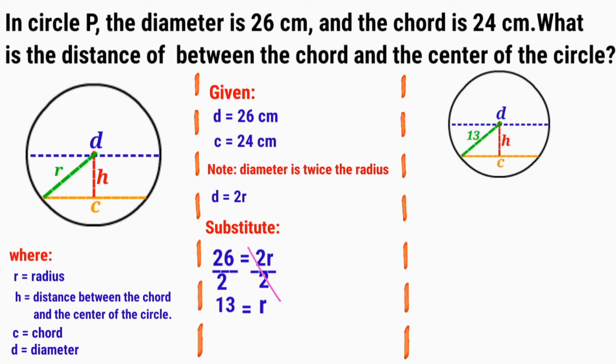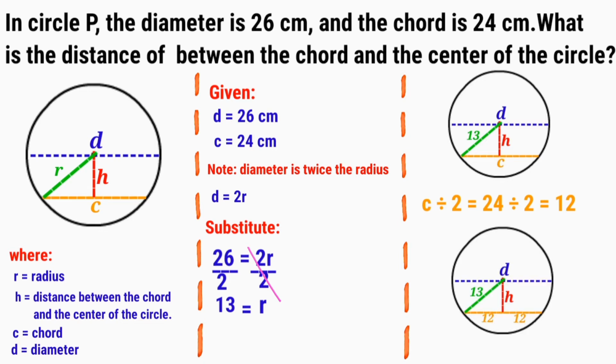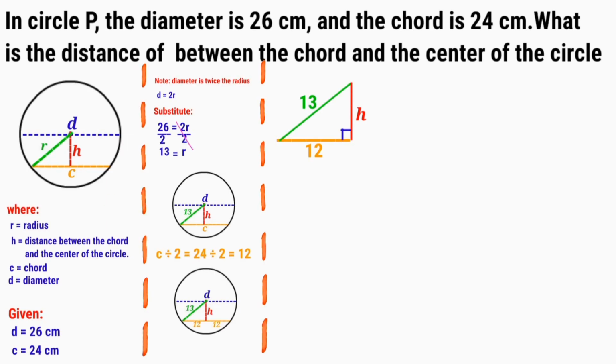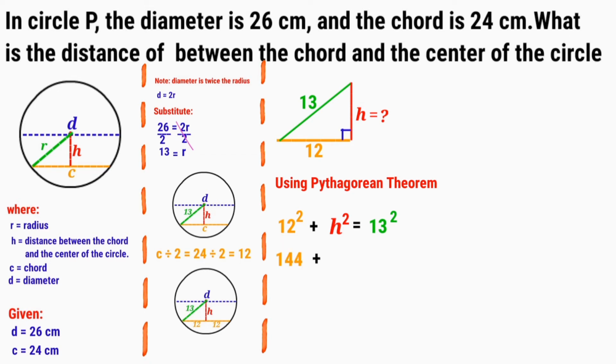And h bisects C. So, we will have to divide our chord by 2. Chord divided by 2 is equal to 24 divided by 2 equals 12. So each side of the chord is 12. This forms a right triangle. And since we are looking for h, we could use the Pythagorean Theorem. 12 squared plus h squared is equal to 13 squared. So 144 plus h squared is equal to 169.